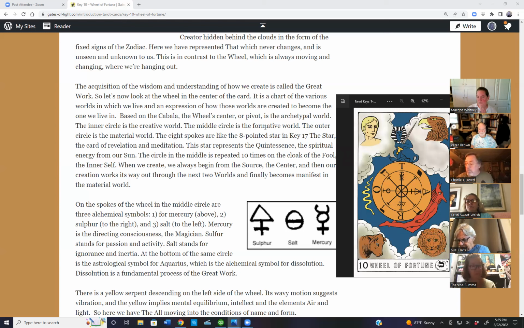The middle circle is the formative world. That's in here. The outer circle is the material world, where the term rota is. The 8 spokes are like the 8-pointed star in key 17, the star, the card of revelation and meditation. This star represents the quintessence, the spiritual energy from our sun. The circle in the middle is repeated 10 times on the cloak of the Fool, the inner self. When we create, we always begin from the source, the center. And then our creation works its way out through the next two worlds. So we start out in here, we come to here, and then out here for manifestation. Hold on.